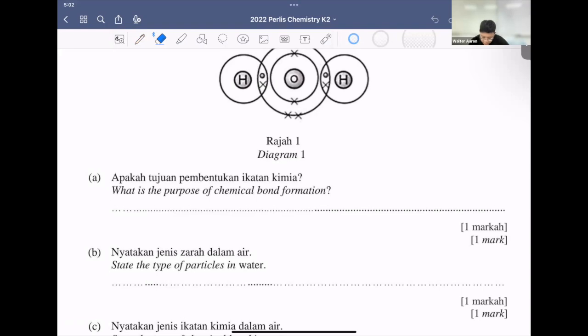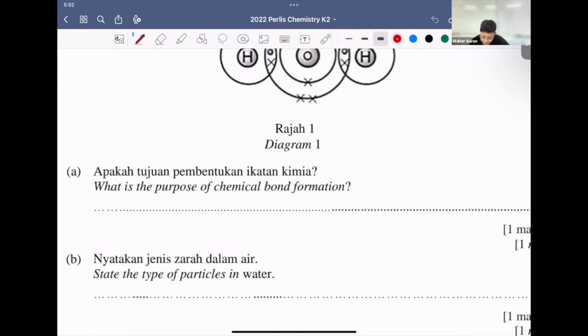So let's put here to achieve stable electron configuration, just so you guys know. So let's put here to achieve duplet or octet electron arrangement. That will technically give you 1 mark. So let's go to the second question.